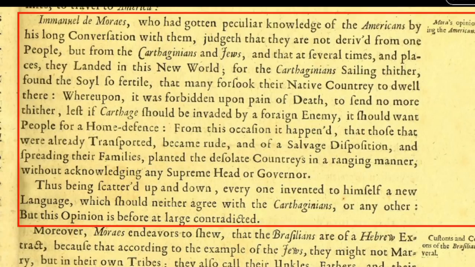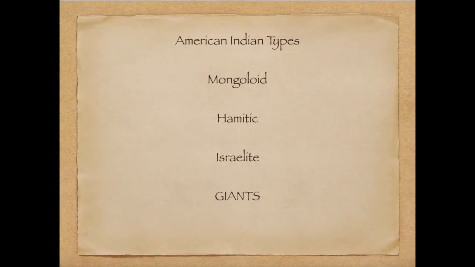All right. So you can at least see that there were many different theories or opinions to explain these Israelite Indians in the Americas. So make no mistake, they were in America and people were writing about them. So let's do a brief recap of what we've learned so far.